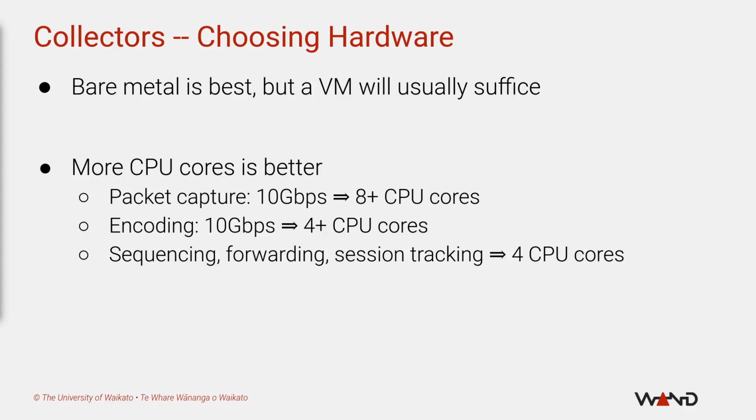Past experience suggests that an OpenLI collector would need around 16 CPU cores to be able to intercept 10 gigabits per second of network traffic. 8 of those cores would be used for packet capture, 4 cores for encoding, and the remaining 4 would handle the other tasks such as sequencing, forwarding, and session tracking. Collectors with smaller workloads could reduce the number of cores for capture and encoding. 4 capture cores and 2 encoding cores can easily intercept 1 or 2 gigabits per second of traffic.